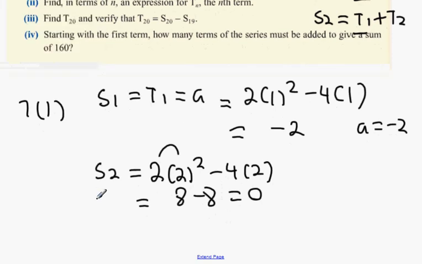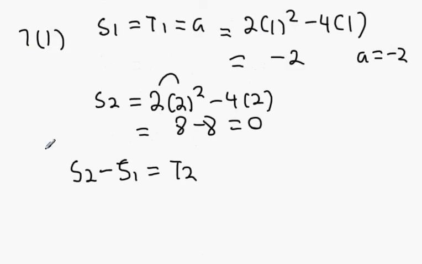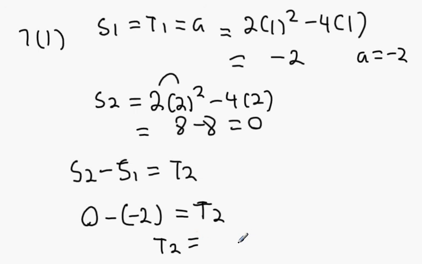Okay guys, the difference between S1 and S2 is the following. S2 minus S1, the difference is T2. So all I have to do here is find out what S1 is. S2 is 0. S1 is minus 2. So 0 minus (minus 2) equals T2. T2 therefore has to be equal to plus 2. Now, we now know what T2 is, and we also know what T1 is. What is T1, guys? T1 equals A, and A is minus 2.